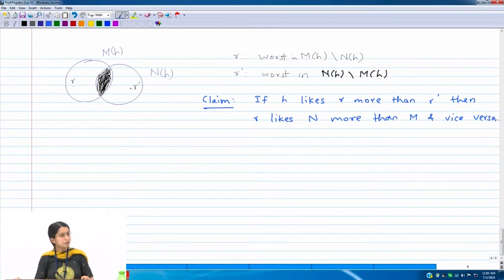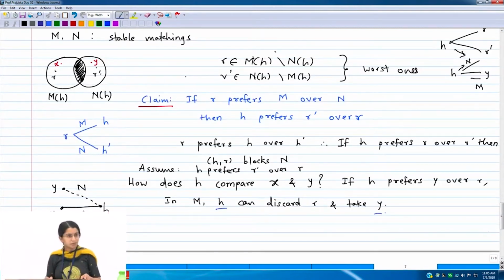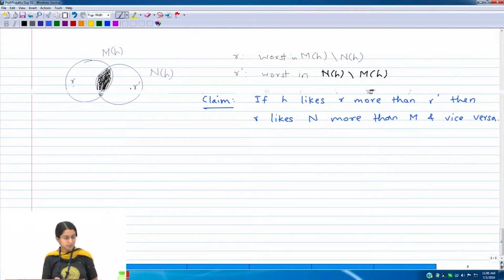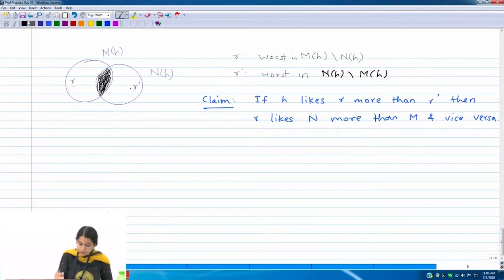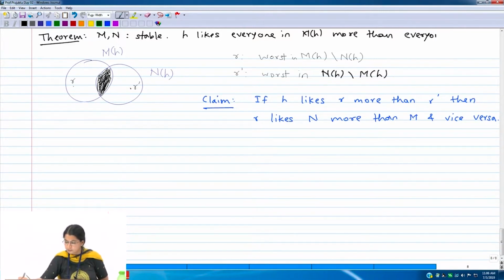So this and vice versa part we did not prove last time, and that is why we could not show that here H and Y actually form a blocking pair. Right? So we did not know how to say that Y likes N more than M. So that and vice versa part we will complete, and I think that will be enough for us to exhibit a blocking pair. So let me just write down the main theorem again. M and N are stable matchings. H likes everyone in M of H more than everyone in N of H or vice versa. Okay.